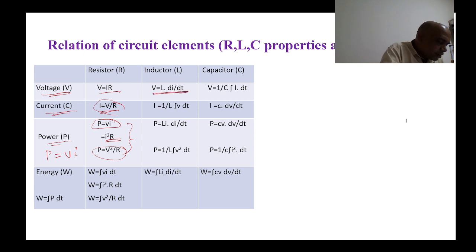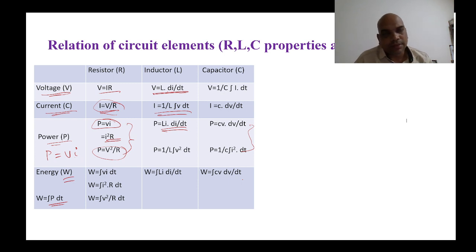Similarly for inductor, V equals L into di by dt, I equals 1 by L integral V dt. So what is the power? If you substitute V here, L i into di by dt. If you substitute I here, 1 by L integral V square dt. Similarly for capacitor also. Energy is nothing but integral P dt. You can substitute any power formula here, then you will get the energy formulas. So this is about relations of circuit elements, properties and units.